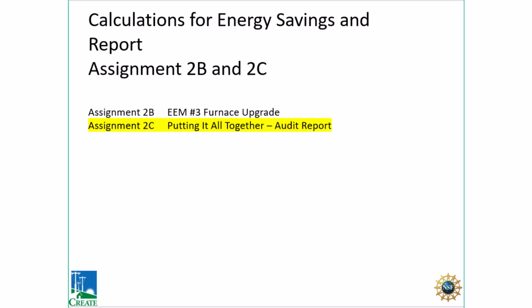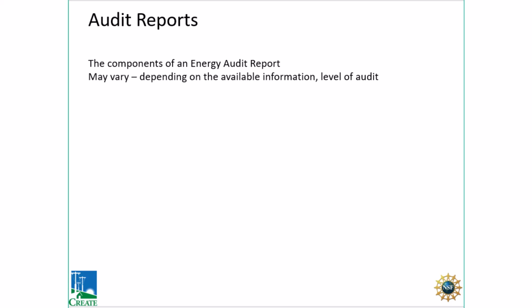So you've had some assignments. The last section had assignment 2B, the energy efficiency measure 3, the furnace upgrade, which used the degree day method to do your calculations. And now you're going to have an assignment 2C where you're going to put it all together and you're going to generate your own audit report. So what goes into an energy audit report?